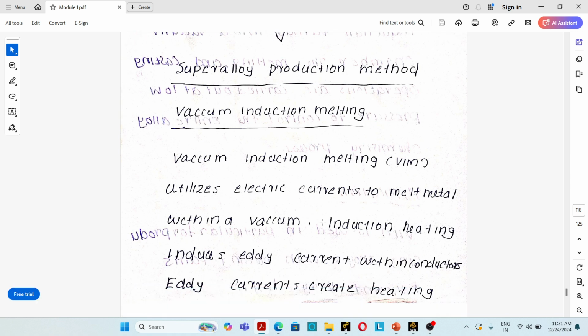This topic I am not taking class. I am giving it as self-study. See, the entire note is provided in the lecture note. Super alloy production methods. How are we producing the super alloy? So we have three methods of super alloy production, that is vacuum induction melting, electroslag melting, then vacuum arc melting. So these are the three methods of super alloy production.